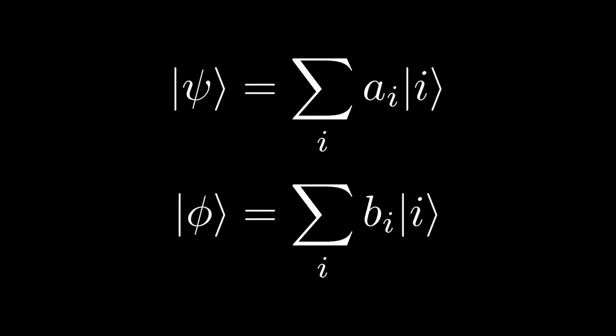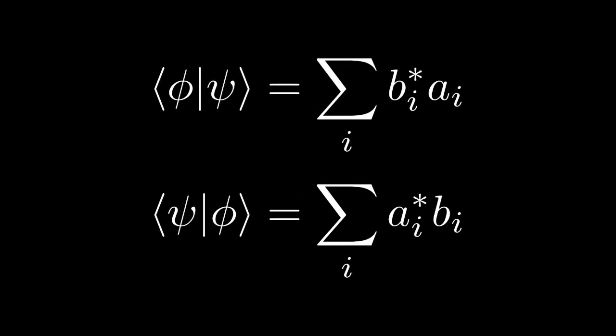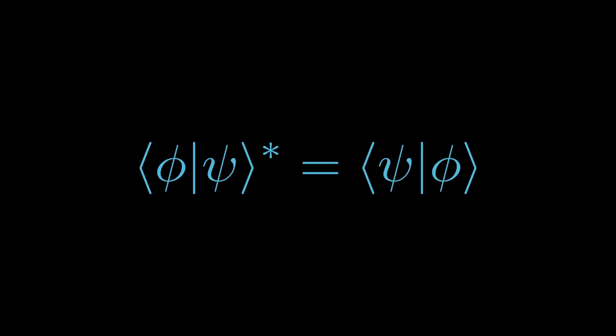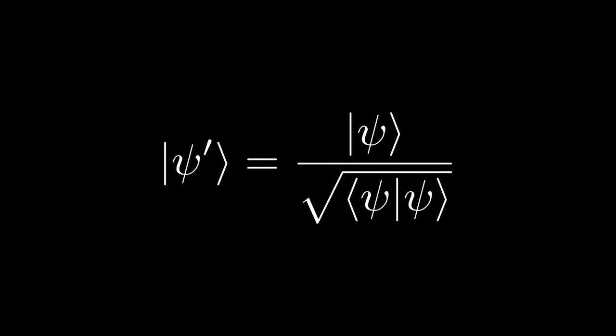If we have two kets defined as below, then two possible inner products are bra phi ket psi and bra psi ket phi. Taking the complex conjugate of the right-hand side of the top equation gives the right-hand side of the bottom equation. This means that the complex conjugate of the inner product is the inner product with left and right arguments swapped. At the start, we said the ket representing our physical system must have unit length. If a ket does not have length 1 to start with, we can always normalize it by dividing the ket by the square root of the inner product with itself, which is analogous to how we would normalize a 3D vector.